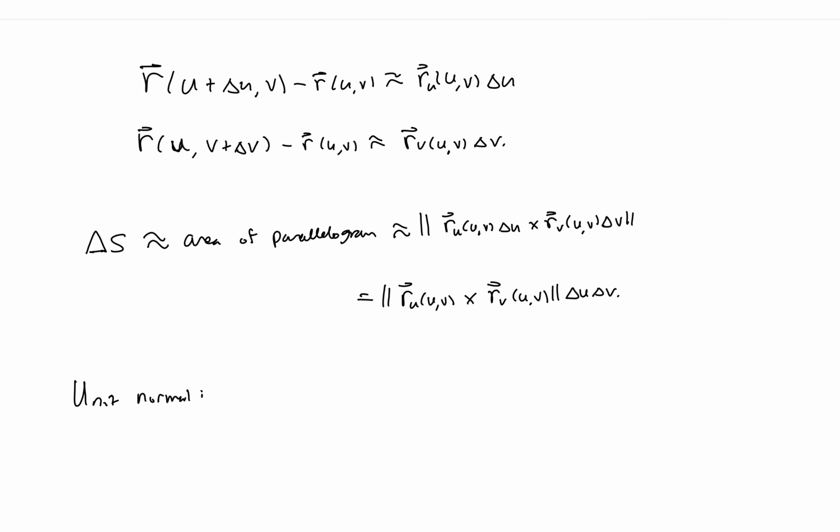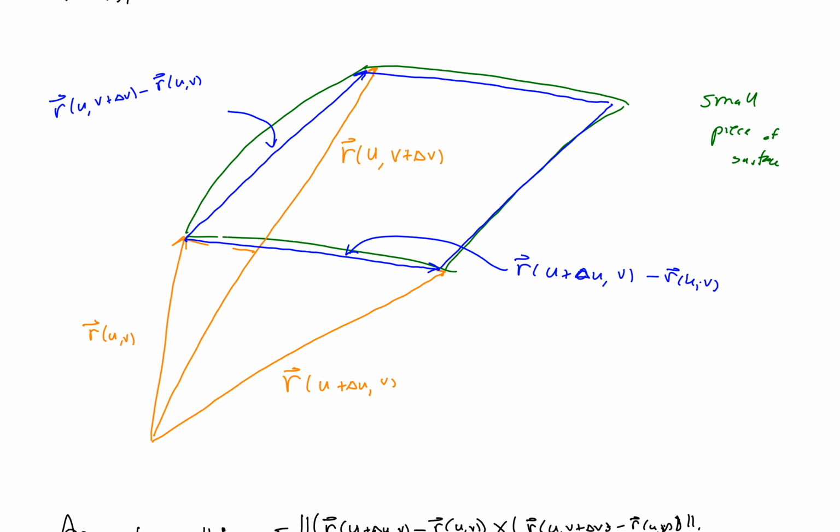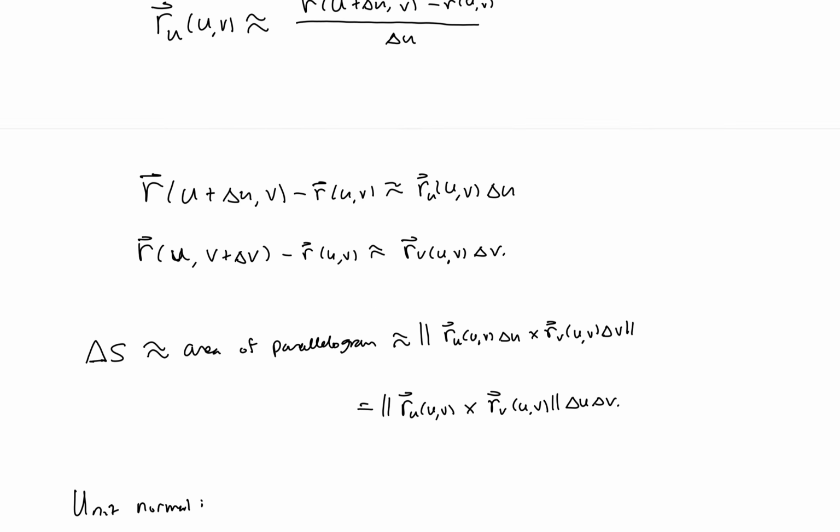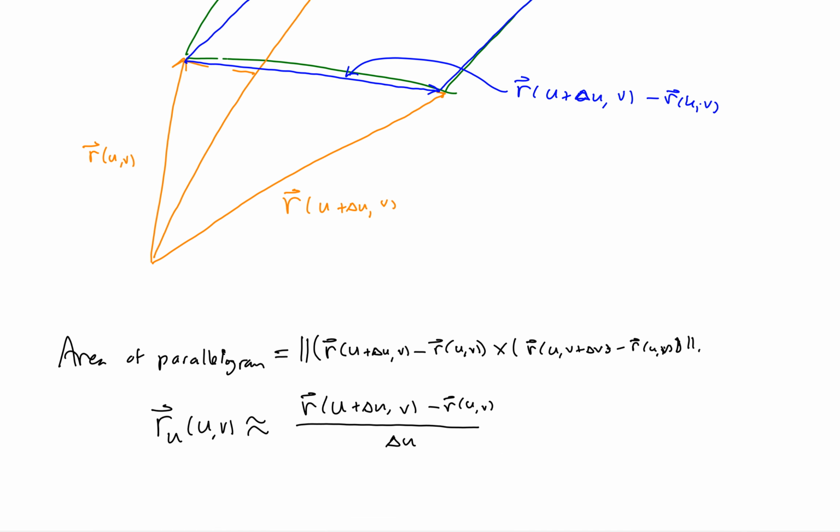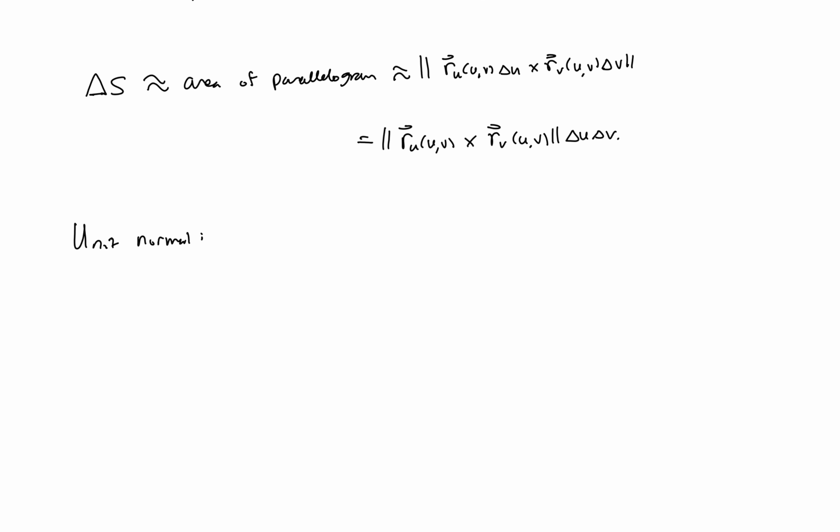Well, we can see that from the picture as well. If I take the cross product of these two vectors, the blue vector spanning this, that'll give me a normal vector to the parallelogram, and also to the surface at that corner, since they're the vectors coming off that surface there.